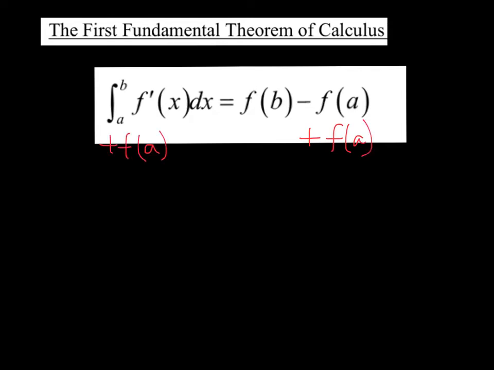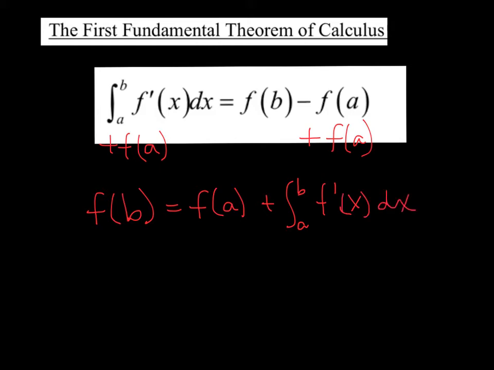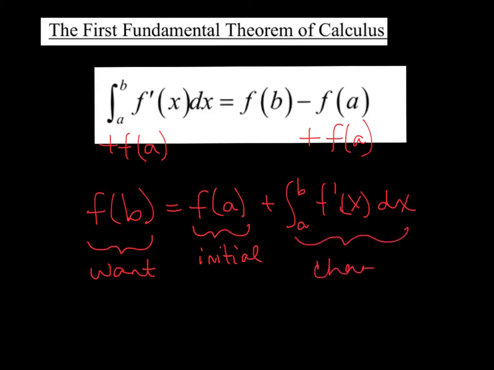And so what you'd have then is f of B is equal to f of A plus the integral from A to B of f prime of x dx. And this is the formula we're going to be working with a lot. I want you to think of this as what we want, what we're looking for. This is our beginning or our initial, and this is our change. So that's how much has changed in the time allotted. And so if we start with our initial and we add on the change, we'll get our ending or what we want.